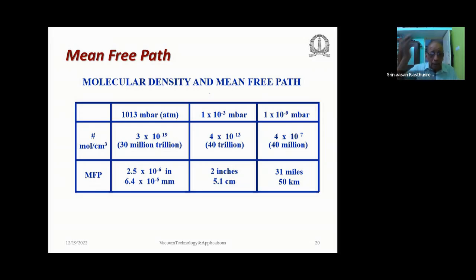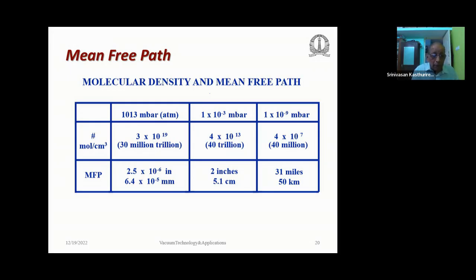Okay, I go another 6 orders of magnitude down. So I go to 1 into 10 raised to minus 9 millibar. I mean, I'm going to the ultra high vacuum zone. Then the number of molecules is 40 million. Even then the molecules are not few. It is 40 million molecules that are present.